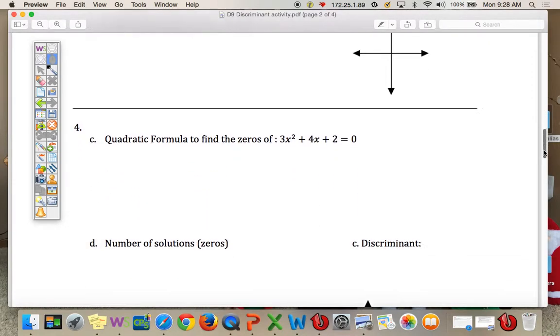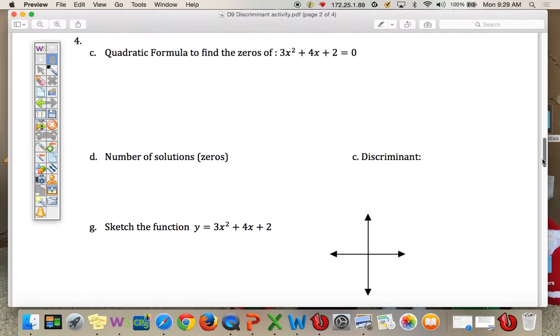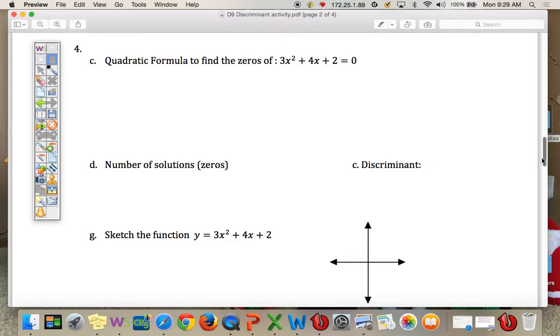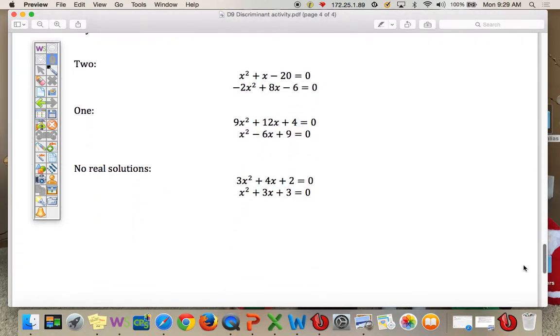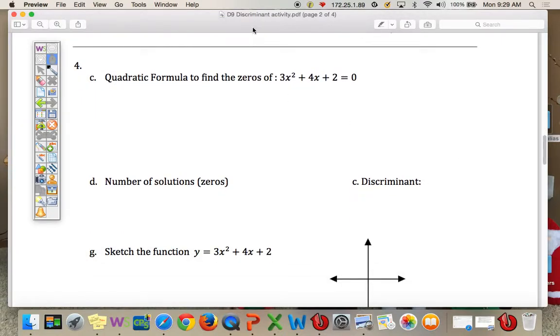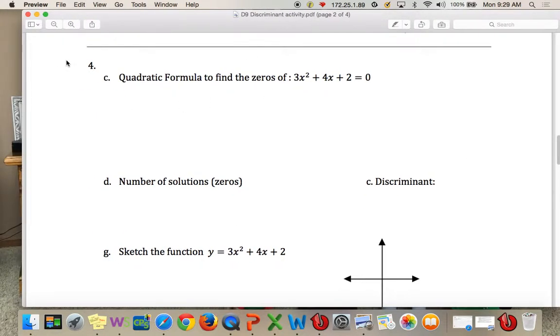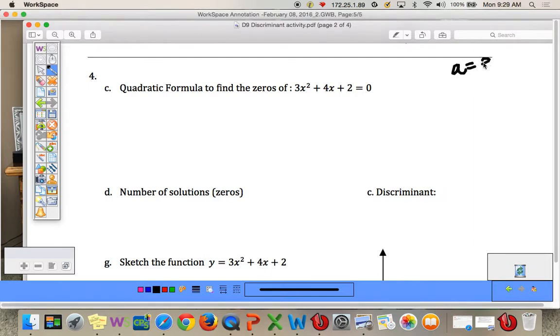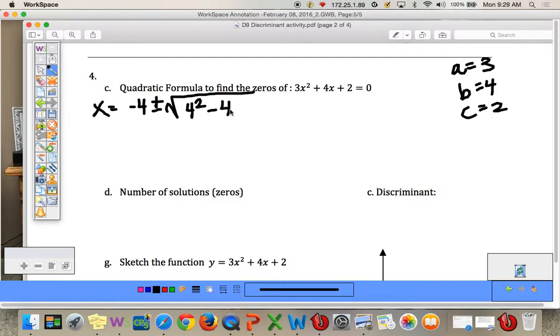And I want to pick which one it is. Okay, hold on, let me find which one I want to do. Okay, this is the one I want to do. All right, so this one right here, again, we're going to identify A is 3, B is 4, C is 2. Let's plug in a quadratic formula. X equals opposite B plus or minus the square root of B squared minus 4AC all over 2A.